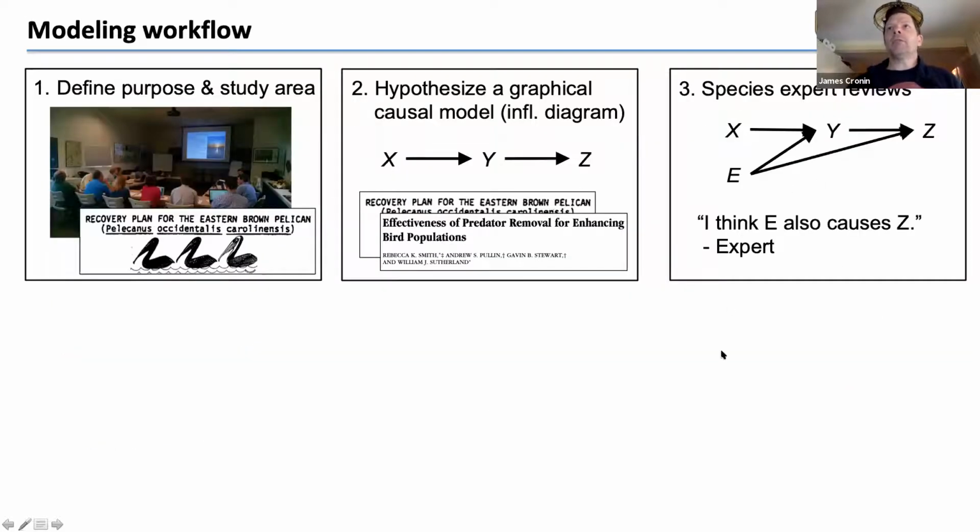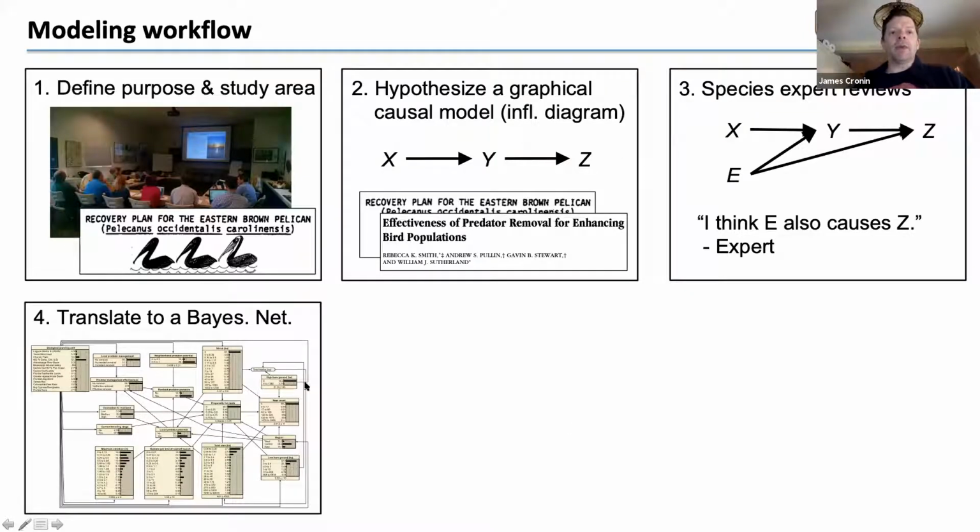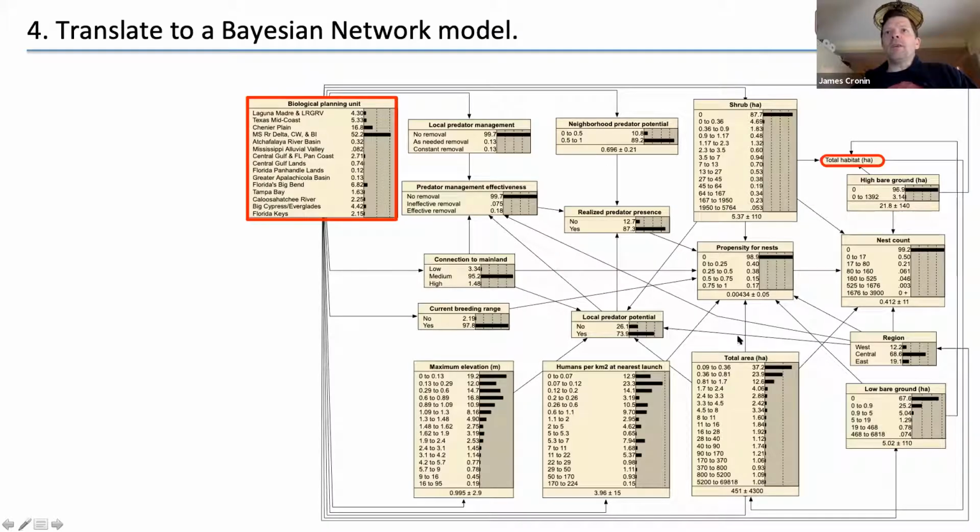Okay, so once we have our graphical causal model, we then translate it into a Bayesian network. So here's our Bayesian network, and it's got two important additions. We added a variable that is a biological planning unit because these habitat characteristics might vary within the biological planning units. And we added a total habitat constraint because the amount of shrub and high bare ground and low bare ground can't sum to greater than the area. So we wanted the model to not create islands that just don't exist, due to a physical constraint.